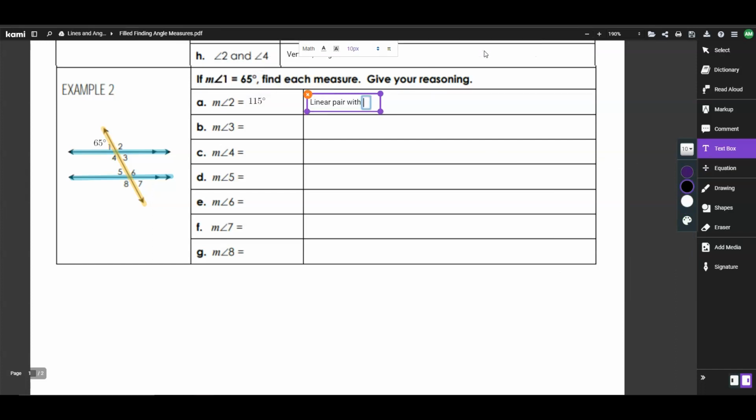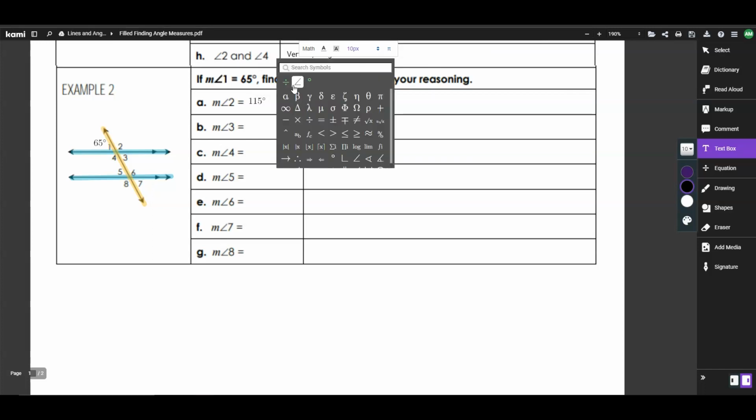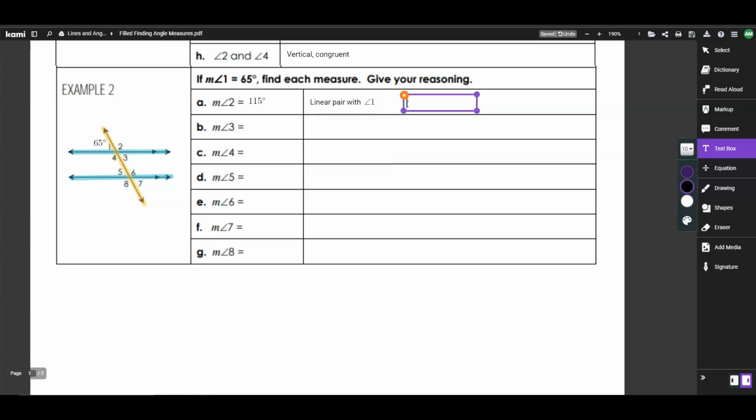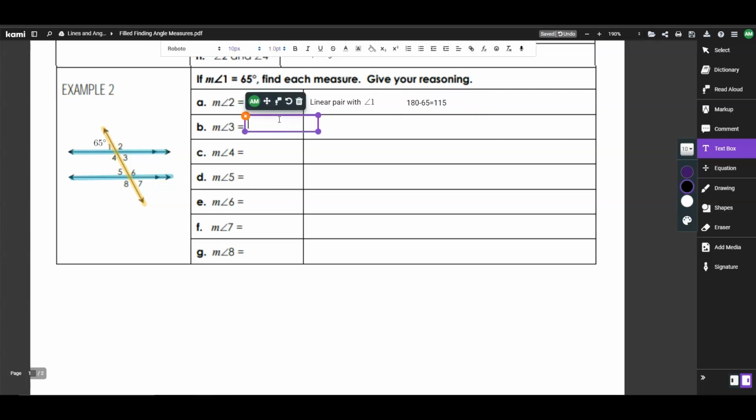And linear pairs are supplementary. And so therefore 180 minus 65 is going to be 115. Now for the rest of these, they will all be either 65 or 115 because there's only 2 potential angle measures here.